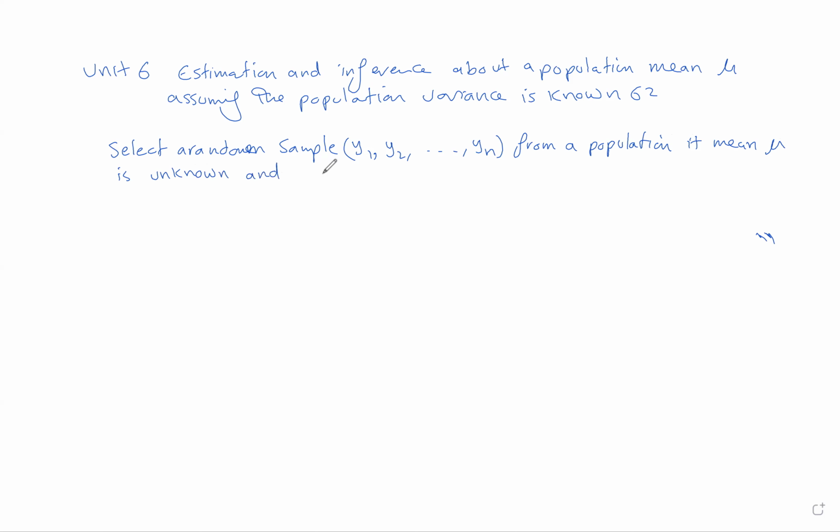and its variance sigma square is known. So the one we are interested in unit 6 is the mean mu. So how do I make estimation and inference about the population mean mu? There are two approaches, frequency approach and Bayesian approach.